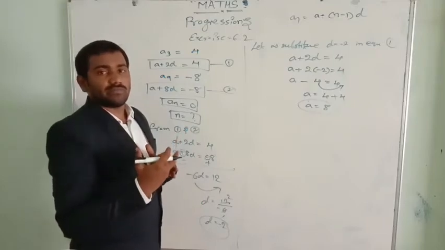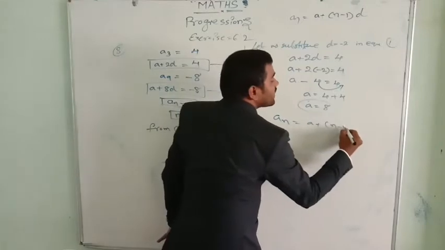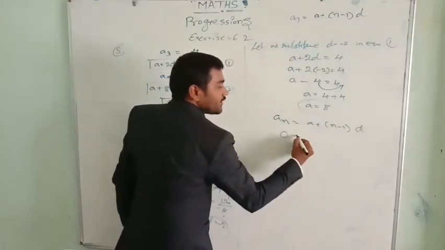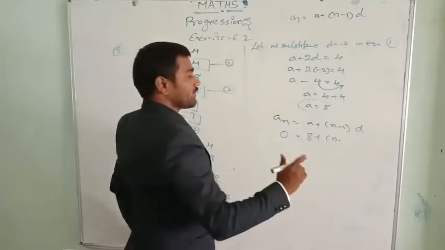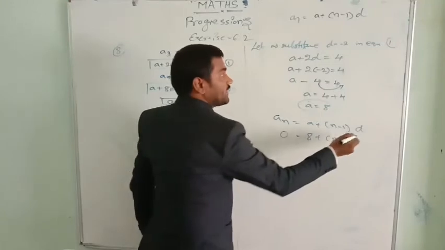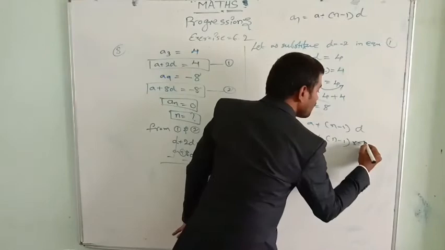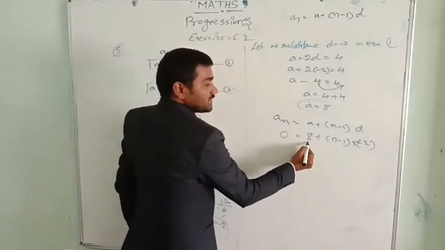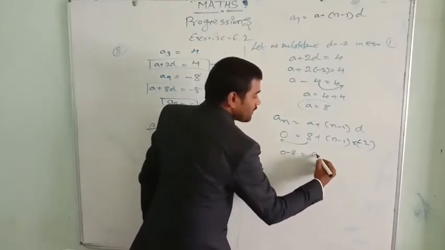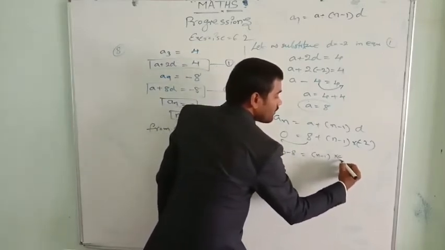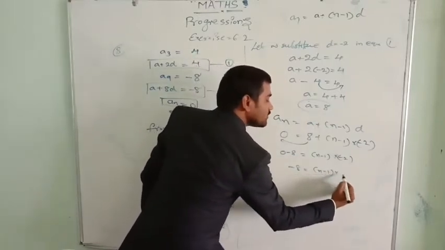Which number of term will become 0? Use the formula an equals a plus n minus 1 into d. Here an equals 0, the a value is 8, the d value is minus 2, and the n value we need to find. Let us solve this. Transferring plus 8 to the other side, 0 minus 8 equals n minus 1 into minus 2. So minus 8 equals n minus 1 into minus 2.